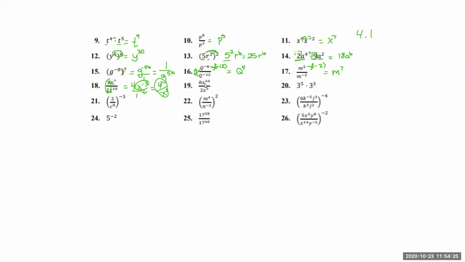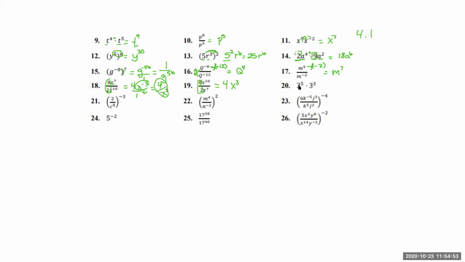Okay, coming over here, it looks like we have a similar problem, but now 10 is on top and 7 is on the bottom. So 8 divided by 2 is going to be 4. And then coming over to the exponents, we have x to the 10th, x to the 7th. So 10 minus 7 is just going to be x to the 3rd. Now this one is positive, so we don't have to change it. So our final answer is just going to be 4x to the 3rd.